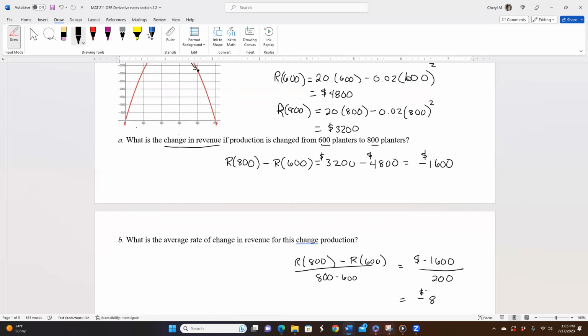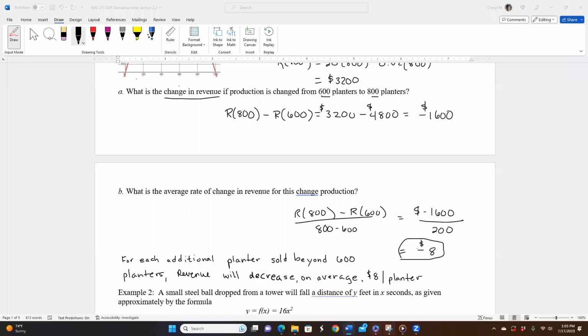Negative 8. So let's interpret that, the average rate of change in revenue. What this would mean is that for each increase in one planter, you're going to lose $8. That would be the average rate of change. Let's write that. So once again, our interpretation is for each additional planter sold beyond 600 planters, revenue will decrease on average by $8 per planter. All right, in the next video, we'll go through a few more examples.